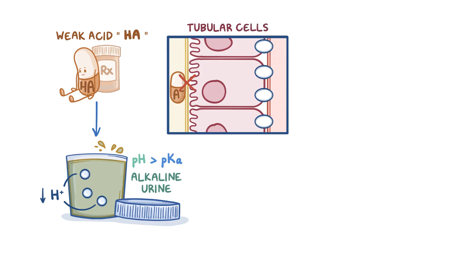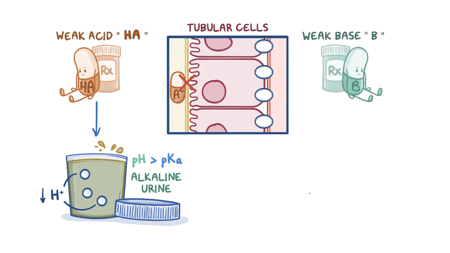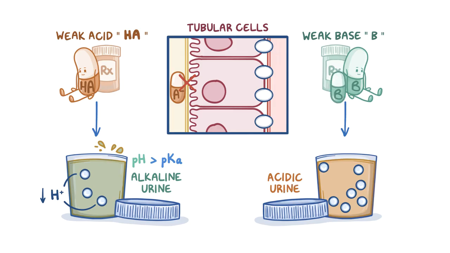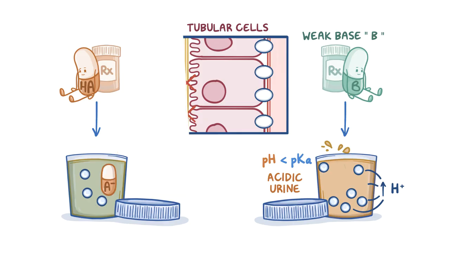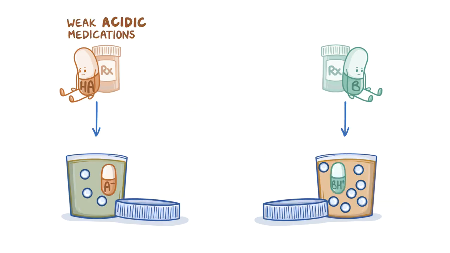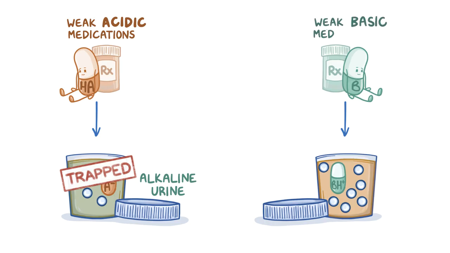On the flip side, let's put a weak base, B, into acidic urine, with a pH lower than its pKa. With plenty of hydrogen ions around, it's gonna grab one of them and turn into its charged form, BH+, which once again cannot be reabsorbed across the tubular cell's membrane. In other words, weak acidic medications are trapped in alkaline urine, in contrast to weak basic medications which get trapped in acidic urine.